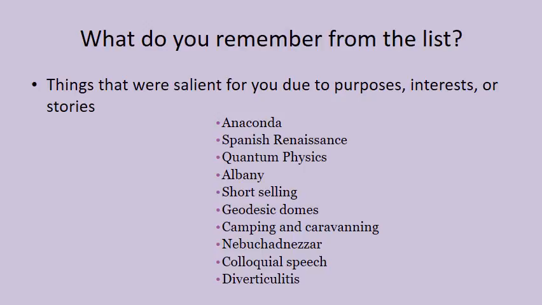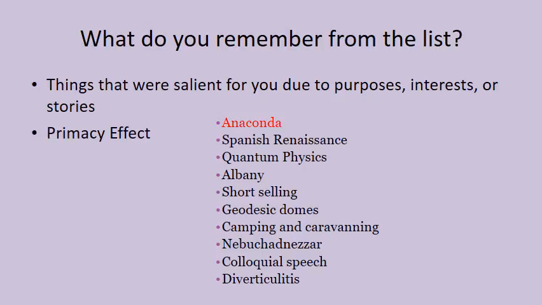Well, you can see for yourself, but probably what you remembered will have been of particular kinds. One of the kinds of things you were likely to remember are things that are particularly salient for you, perhaps due to your purposes or interests or stories that you're familiar with. Say, for example, if you happen to have an interest in quantum physics, maybe that leapt out at you from the list and you remembered it. Or if you happen to live in Albany, which is a place in New York State in the US, then perhaps you remembered that.